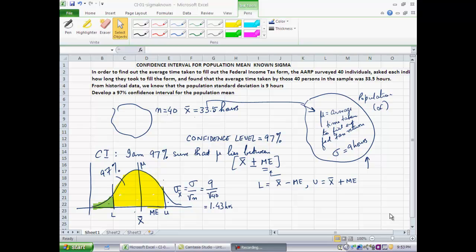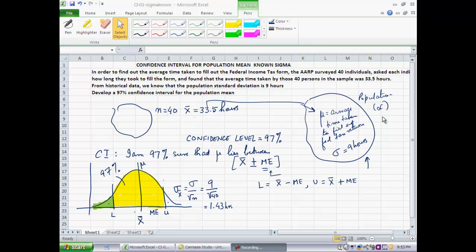In this segment, we will be discussing confidence interval for the population mean. How does one go about making inferences about the population mean? So the situation that we have here is that we want to find out the average time taken to fill out the federal tax return.